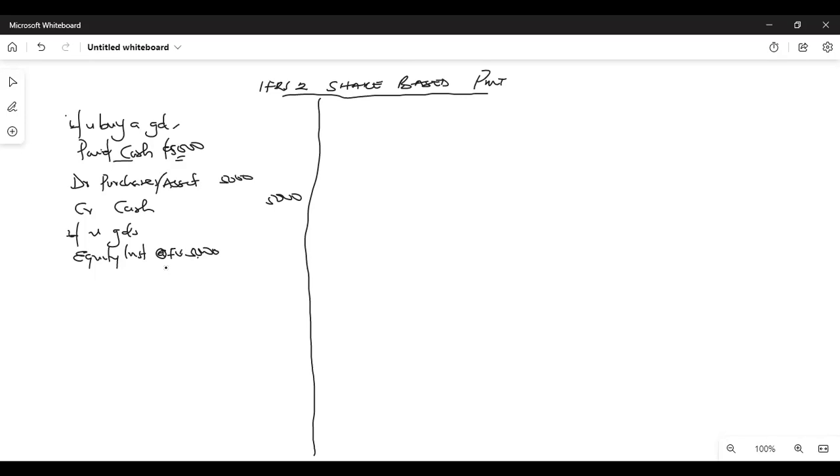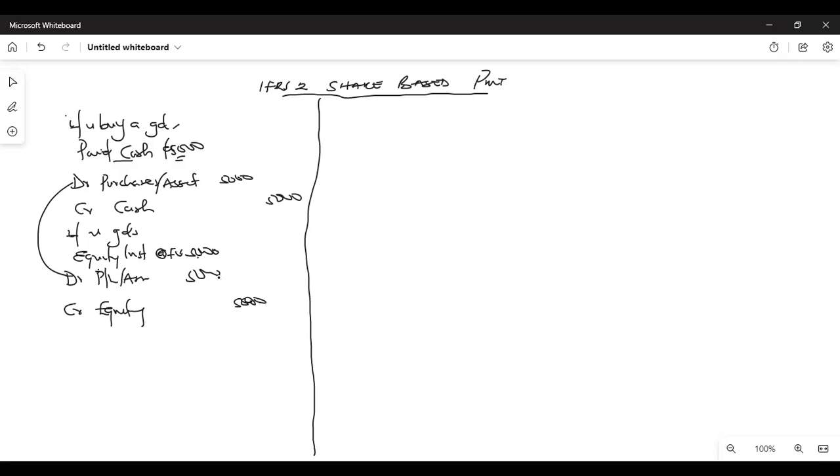So now you credit equity. You debit the asset or the purchases, P&L or assets, the same thing here, 5,000. And now you credit what? Equity. Yeah. So basically, that is what we are coming to do.